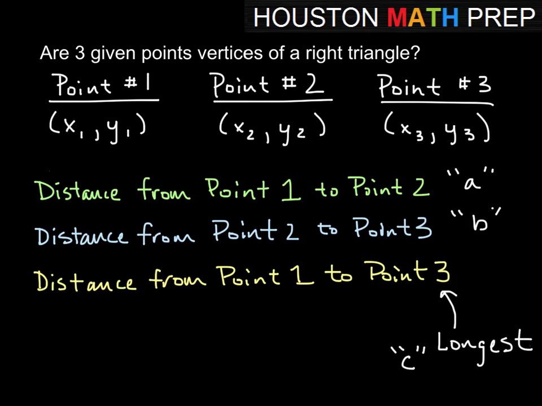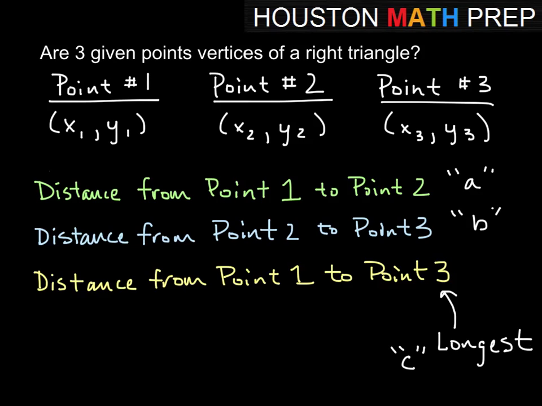Now if you have more than one side that ties as the longest side, so let's say 2 of the sides are tied for the longest, then that's going to turn out not to be a right triangle. Or if all 3 are tied for the longest, that's not going to be a right triangle. So if you just have one that is the longest, then this is what we'll do.